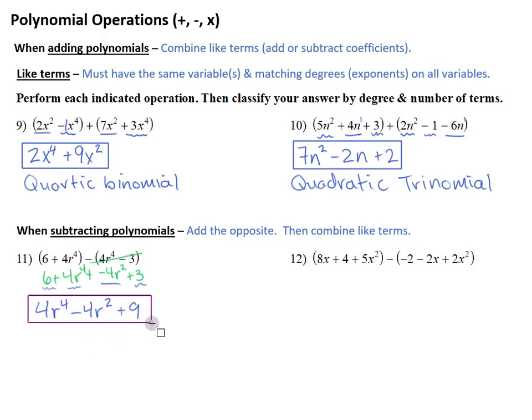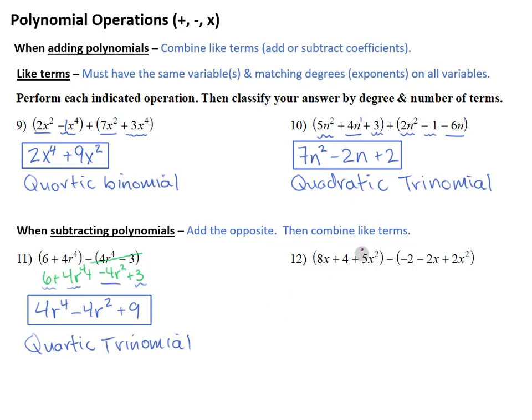So once again, we were asked to name these by degree and number of terms. This would be a quartic, because it is degree 4. Quartic, like 4 quarters. And it has 3 terms, 1, 2, 3, trinomial.